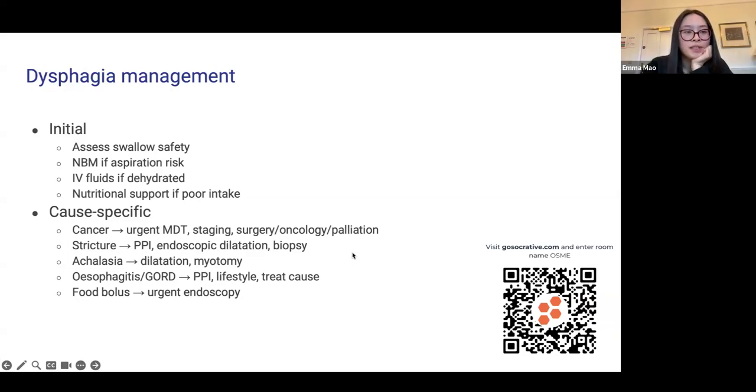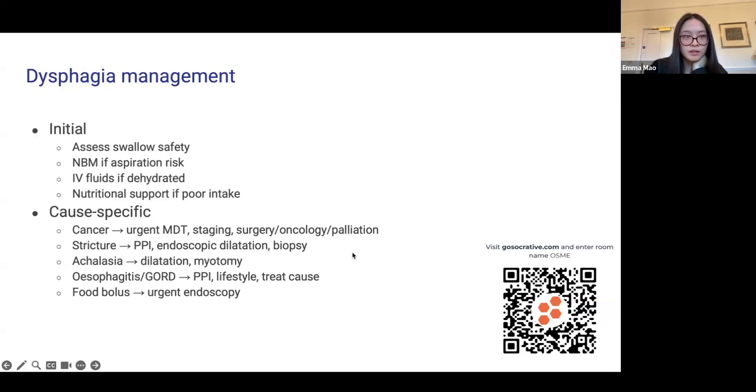Okay, so the question is: a 68-year-old man presents with a 3-month history of worsening dysphagia. Initially he struggled with meat and bread, but now he struggles with most solid foods. He's lost 8 kilograms, feels increasingly tired, and has a 45-pack-year smoking history and 35 units of alcohol per week. What is the most likely diagnosis?